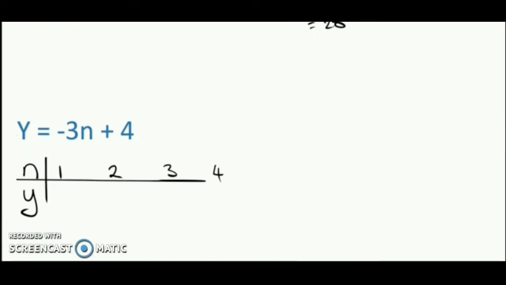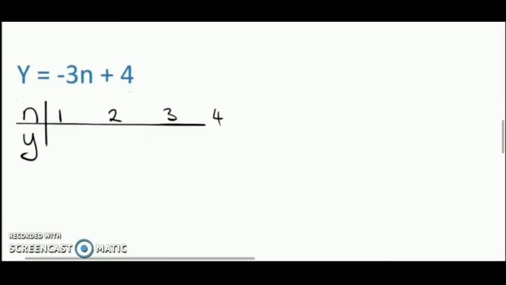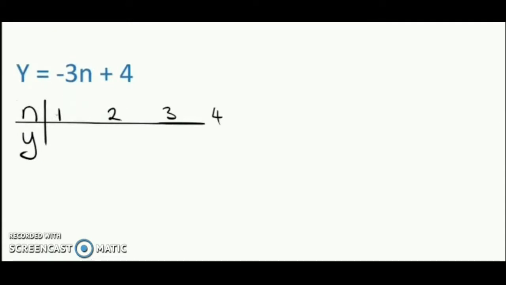Okay, a couple more examples. A negative number this time. Okay, so it doesn't change anything. N is 1, n is 2, first number in sequence, second number in sequence, third, etc. Negative 3 times n plus 4. So now we have to be careful with our negative numbers. Negative times a positive is a negative. So when n is 1, we've got negative 3 plus 4, which gives us 1. The first number in the sequence is 1.